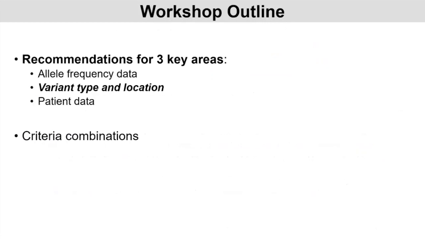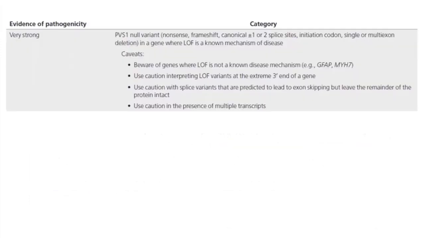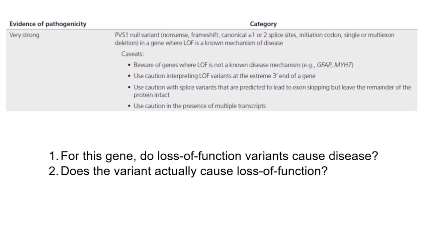Okay, so next I'm going to move on to variant type and location information. We'll start with the pathogenic very strong criteria, PVS1. This criteria is for null variants in a gene where loss of function is a known mechanism of disease. And the guidelines include these additional caveats that you need to consider. So you need to consider, for this gene, do loss of function variants actually cause disease? But then also consider, does my variant actually have a loss of function impact? And so it's sort of two different questions to address.